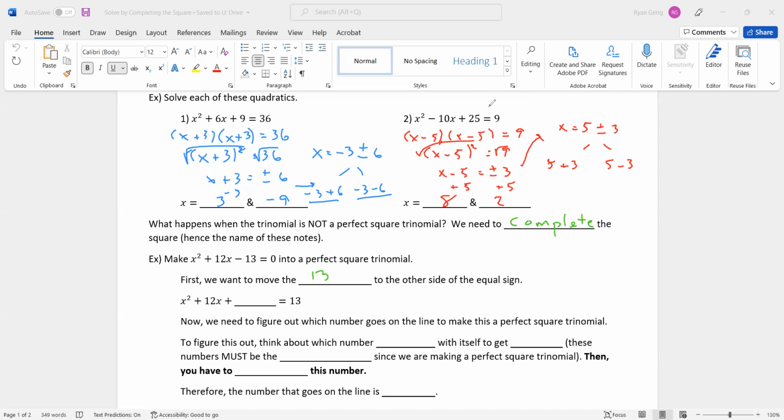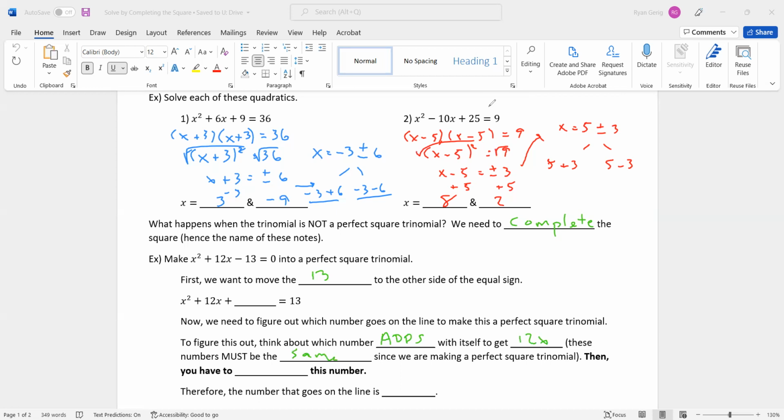To figure this out, think about which number adds with itself. Now you might be thinking, well, normally we focus on multiplying. You're right, but we don't have a number to multiply to. We're trying to figure that number out. So we've got to use our middle term, which is the numbers that add to get to 12x. Think about which number adds with itself to get 12x. And the nice thing is those numbers must be the same since we're making a perfect square trinomial.